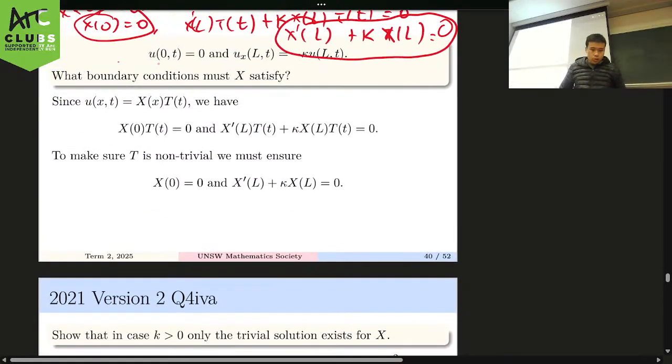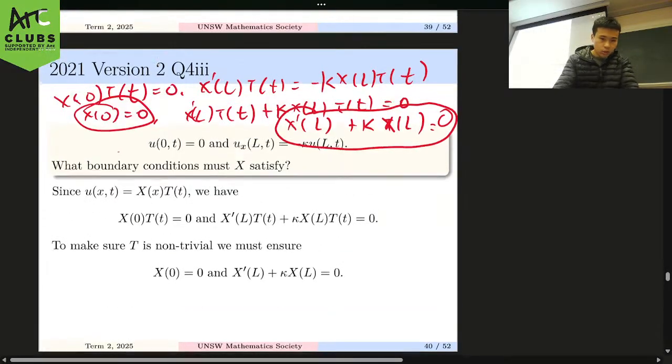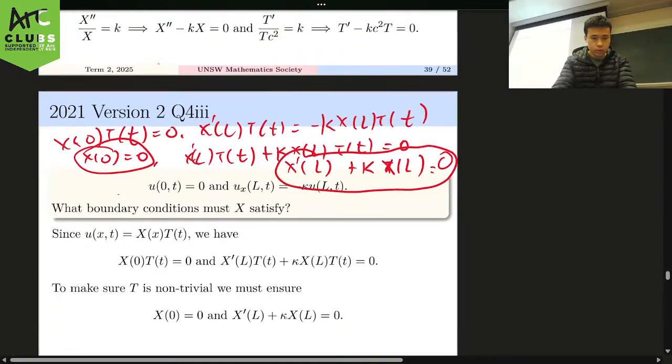Okay, show that in the case of k greater than 0, only the trivial solution exists. So we have to, what is it?